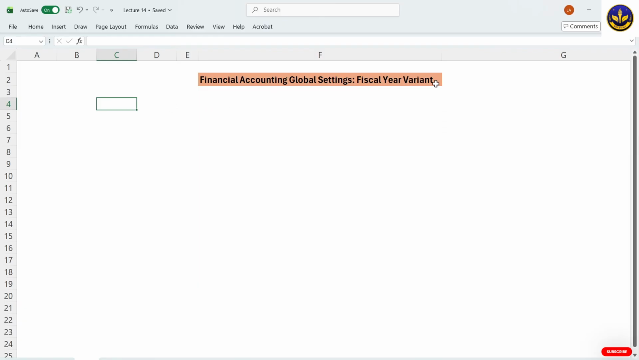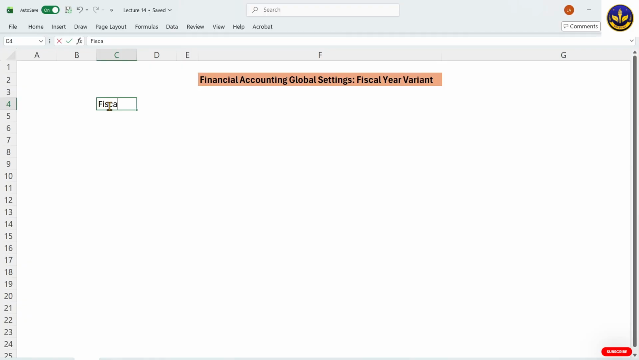First topic, fiscal year variant. In the fiscal year variant, this year is important. We all know what a year represents. A year represents a period of 12 months. We all know that generally. And what is the fiscal year we can define?